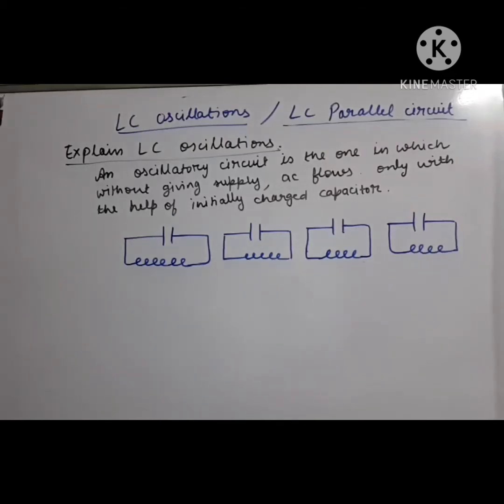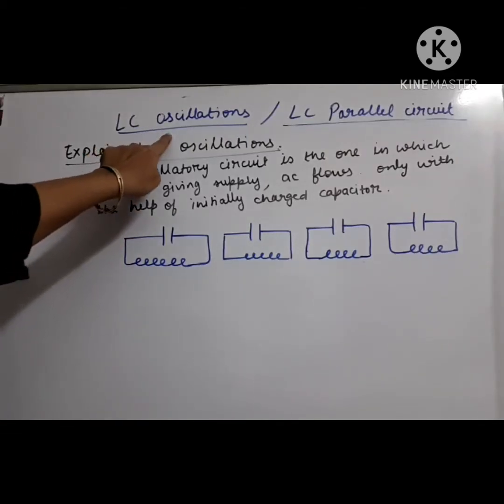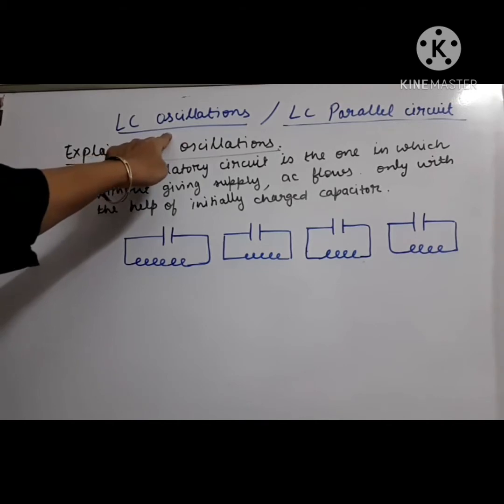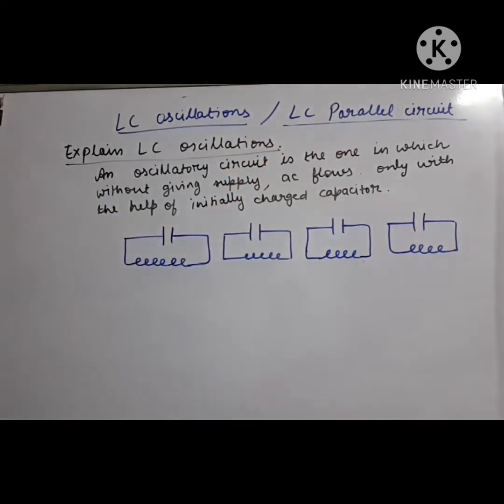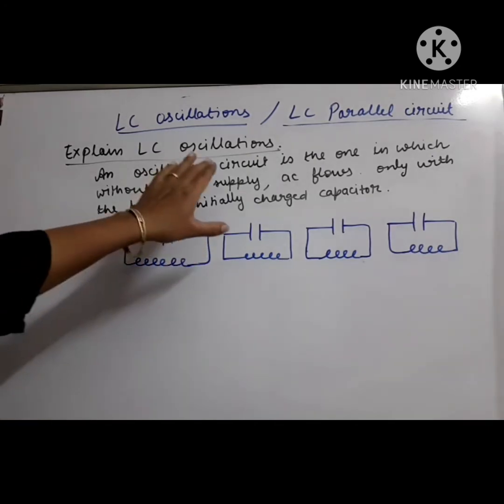Okay students, now we are going to start the heading LC oscillations or parallel LC circuit. Now the series circuits we have studied already, 6 circuits, in which we have studied 3 basic circuits containing R, L and C, and 3 combination circuits, LR, CR and LCR. Now this circuit is different.